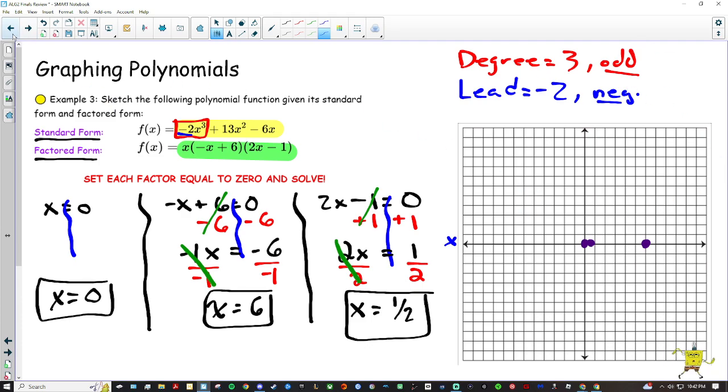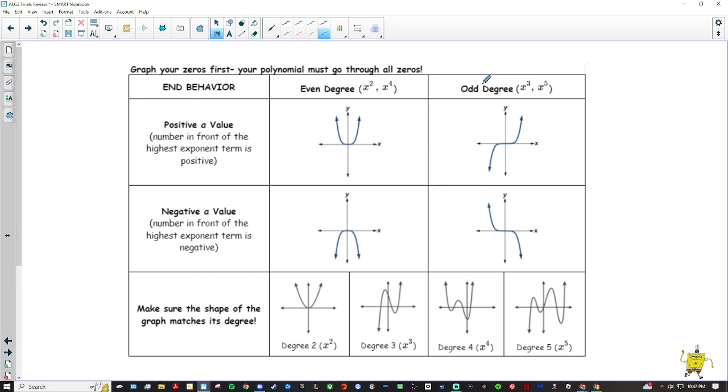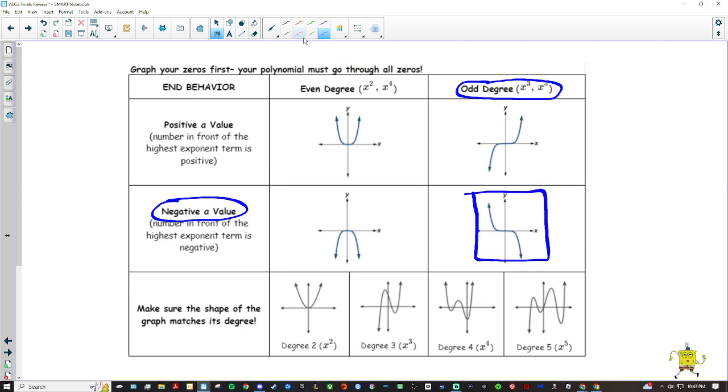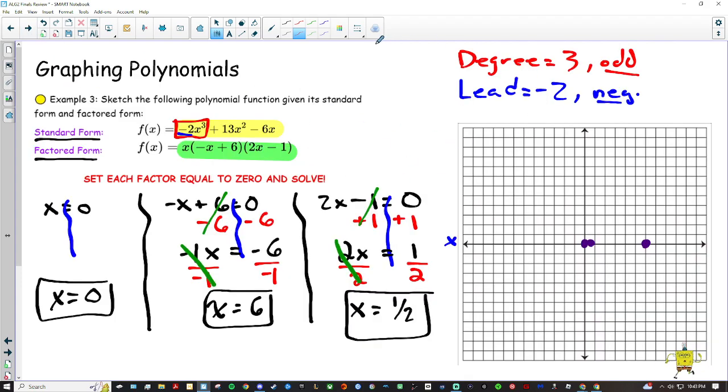So if I go back and look, an odd negative function would look like this. And what I'm really looking for is where my arrows are going on both sides. I'm going up on the left and down on the right. So I'm going to draw an up arrow on the left above my left point and a down arrow on the right below my second point.